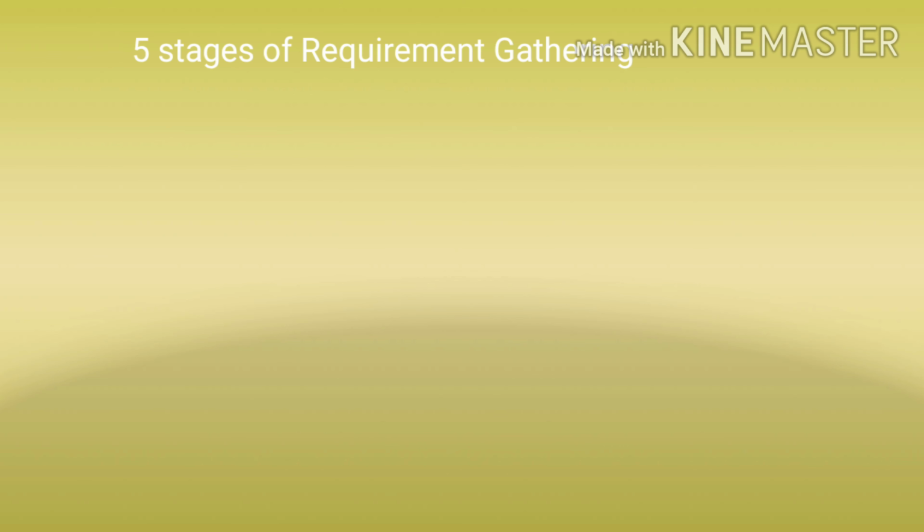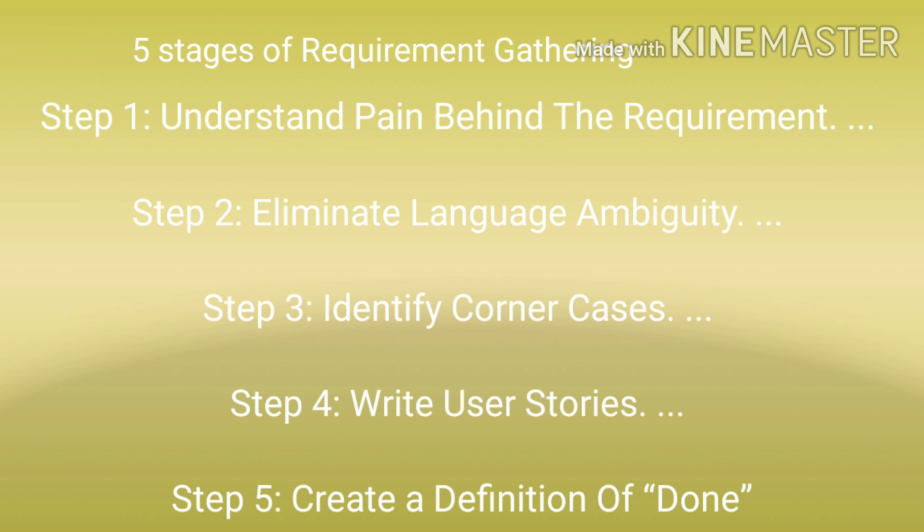There are 5 stages of requirement gathering. Step 1. Understand the pain behind the requirement. Step 2. Eliminate language ambiguity. Step 3. Identify corner cases. Step 4. Write user stories. Step 5. Create a definition of done.